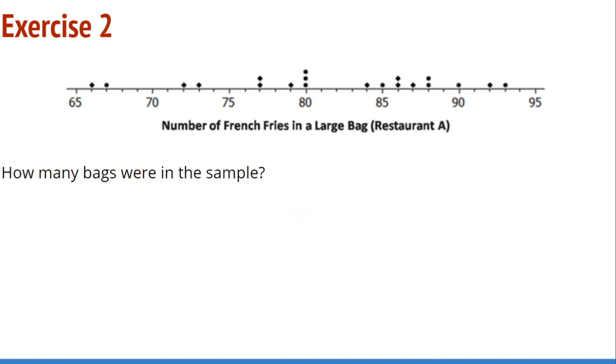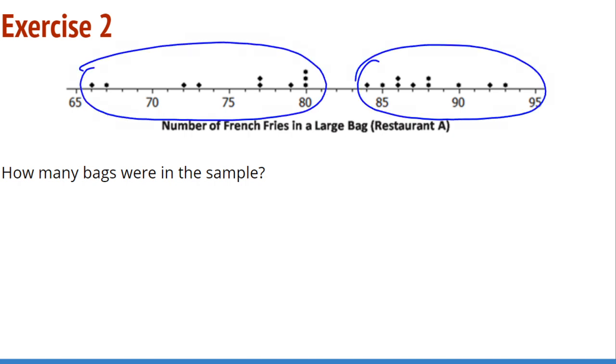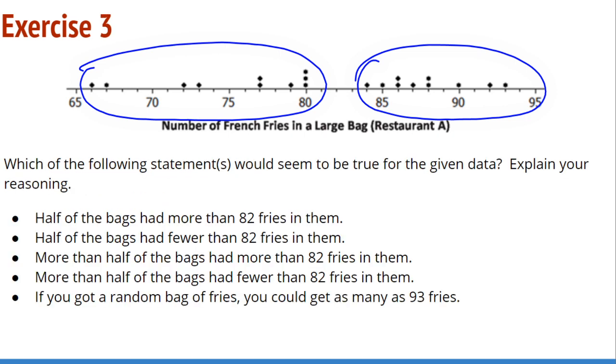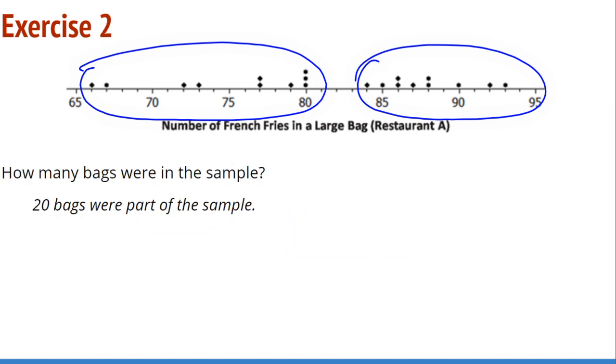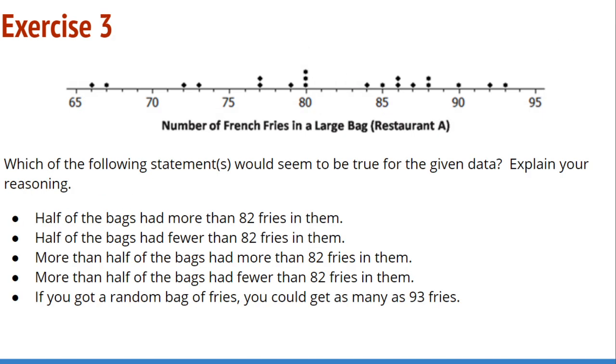Exercise 2. How many bags were in the sample? Remember, each dot represents one data point or one bag. So we had 10 over here. We had 10 over here for a total of 20 bags.